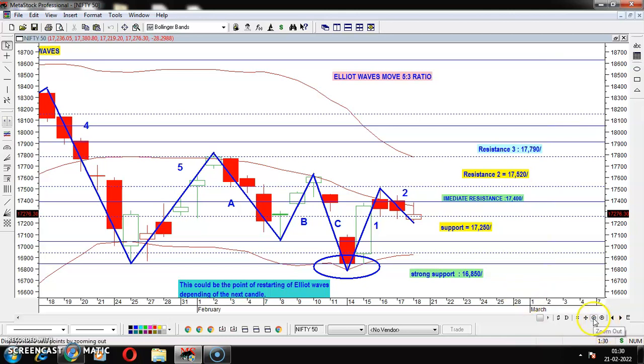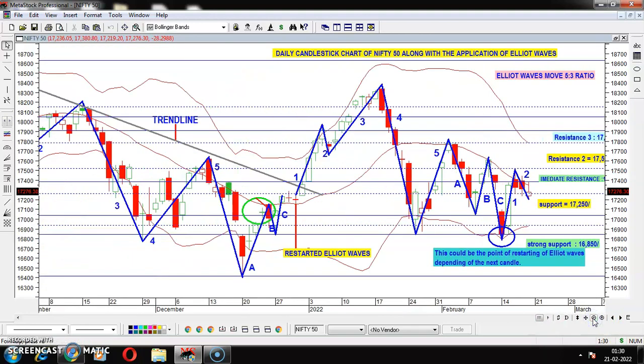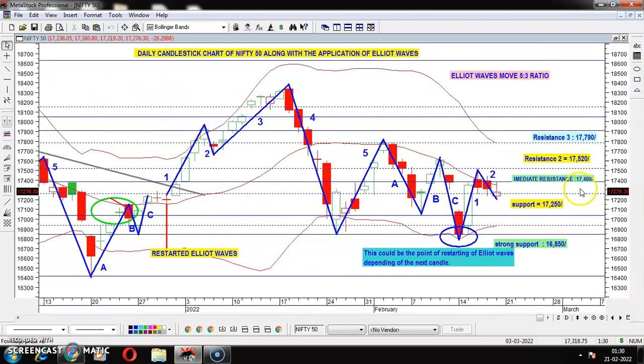Now, apart from the Elliott waves, I have also plotted the Fibonacci retracement zone over here. According to the Fibonacci retracement zone, the Nifty is now trading above the 38.2% level. This is a golden ratio. So as long as it trades above this zone, there is a possibility of it retracing towards the upside. If it does, then the immediate resistance would be 17,400 and the very next resistance would be 17,500, which is the 50% Fibonacci retracement level.